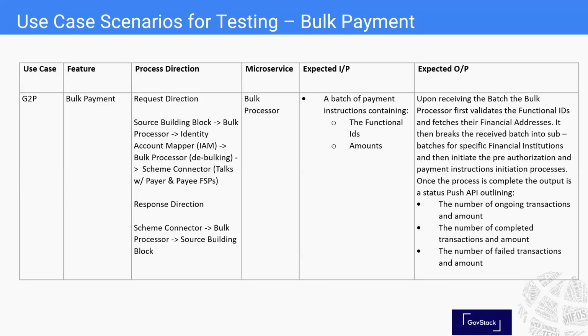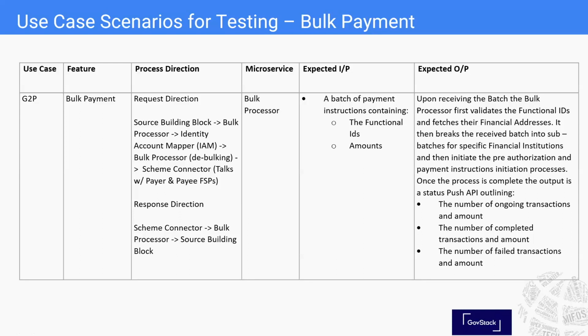So the callback API includes this information. It sends back a list which tells about the number of transactions that are still ongoing, still in the process. It sends the number of transactions that are completed and the amount for them. It also sends the number of failed transactions and amount. So this is the regular status callback API that the payment hub is going to push towards the requesting building block, or the payer FSP would send this back to the payment hub.